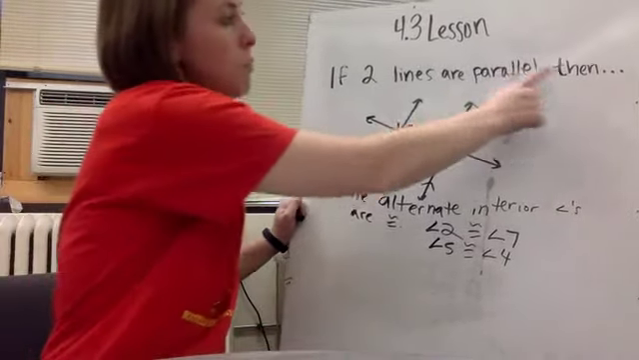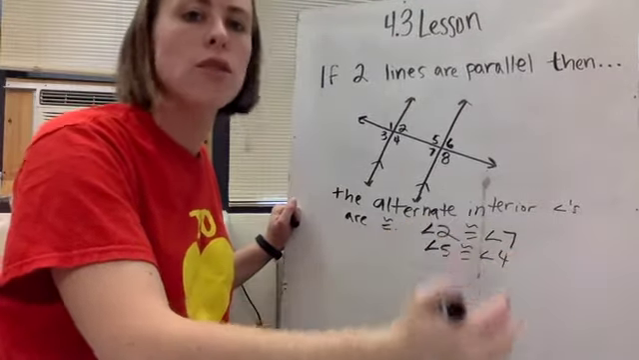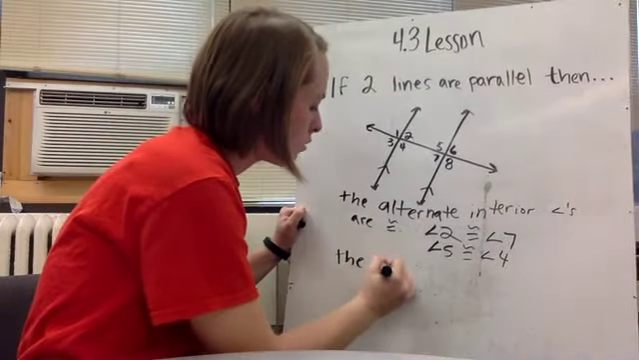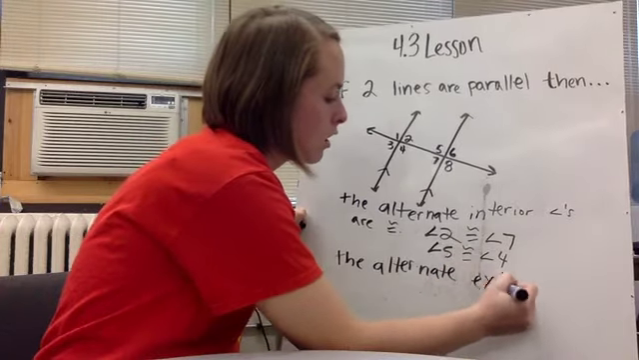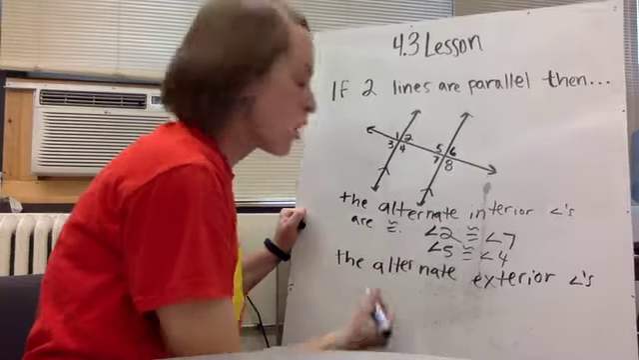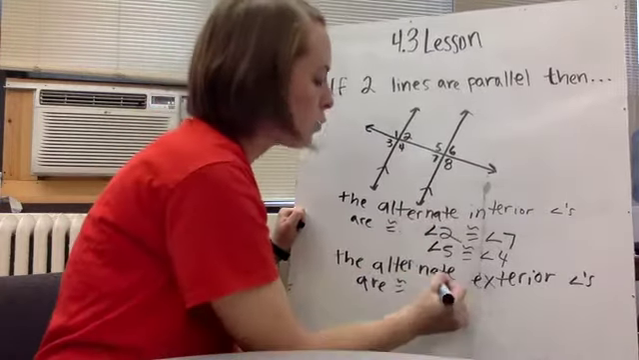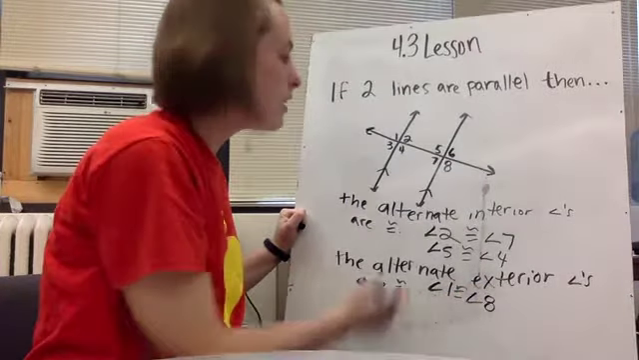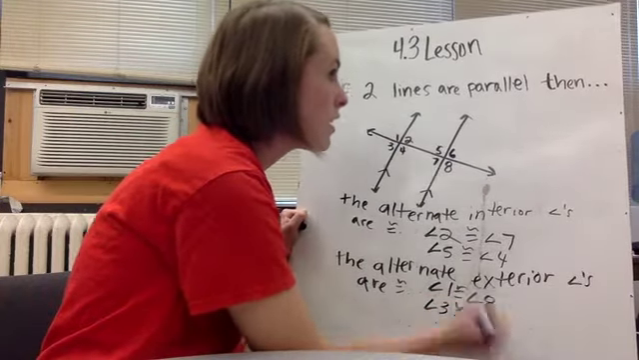Now if two lines are parallel, then the corresponding angles are congruent, the alternate interior angles are congruent, so of course the alternate exterior angles are also congruent. The alternate exterior angles are congruent. This would be angle 1 is congruent to angle 8. And angle 3 is congruent to angle 6.